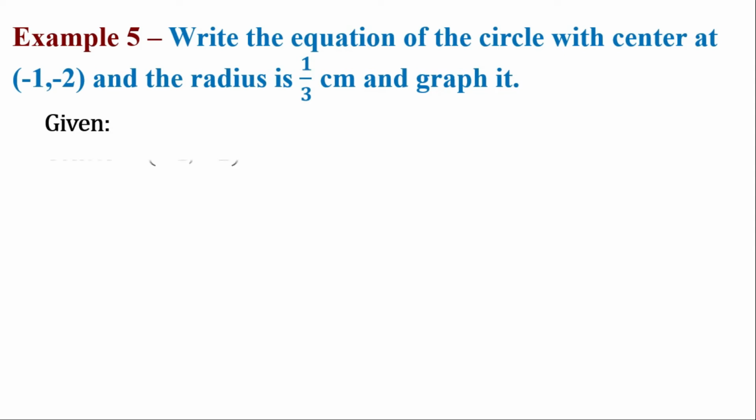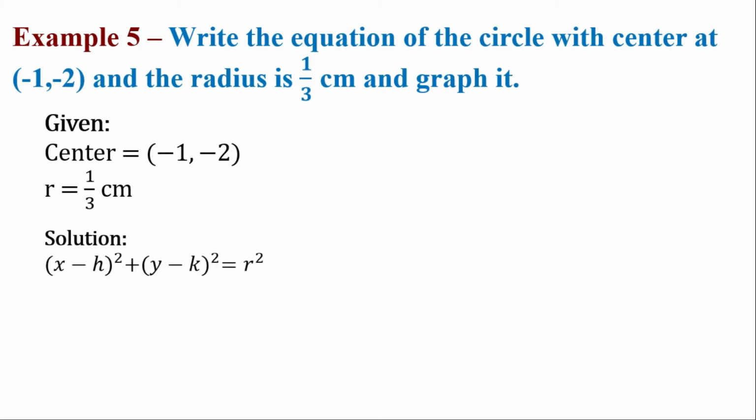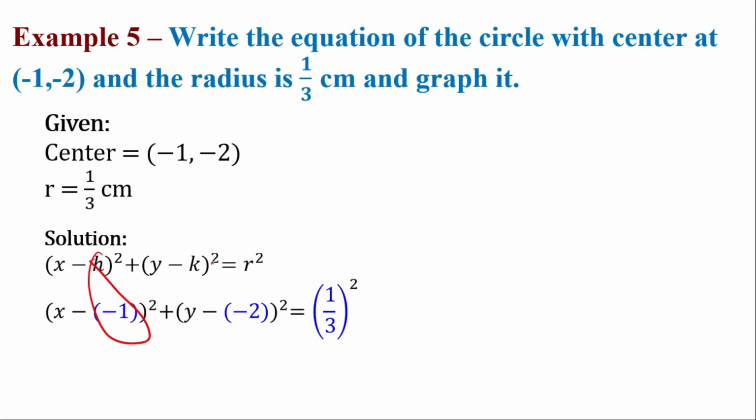So we have our given, the center is (-1, -2), and the radius is 1/3 centimeter. Now for the solution, write the formula and substitute the given that we have: h is -1, k is -2, and 1/3 for the radius. Simplifying, we have (x + 1)² + (y + 2)² = 1/9.